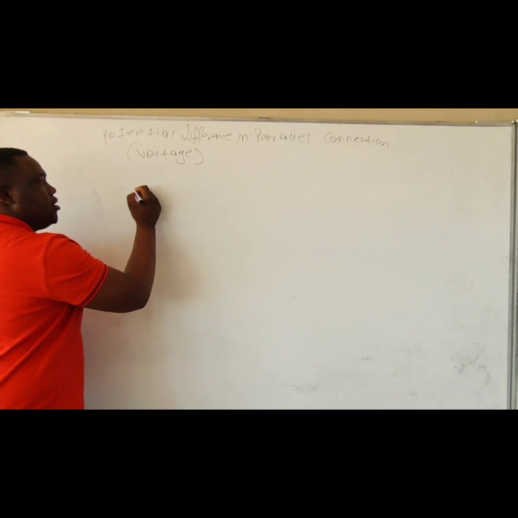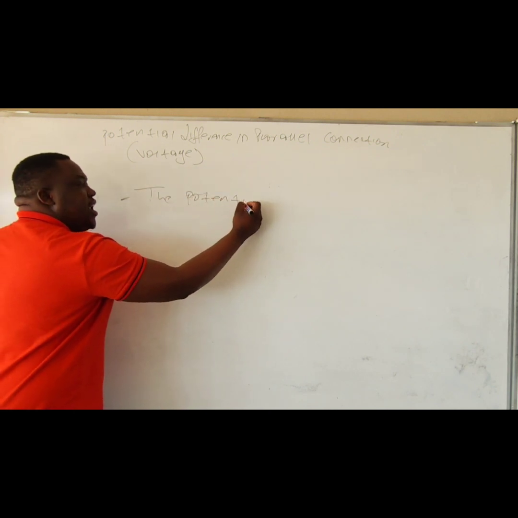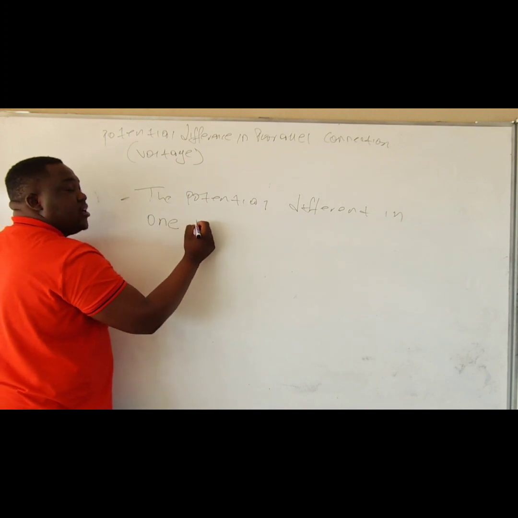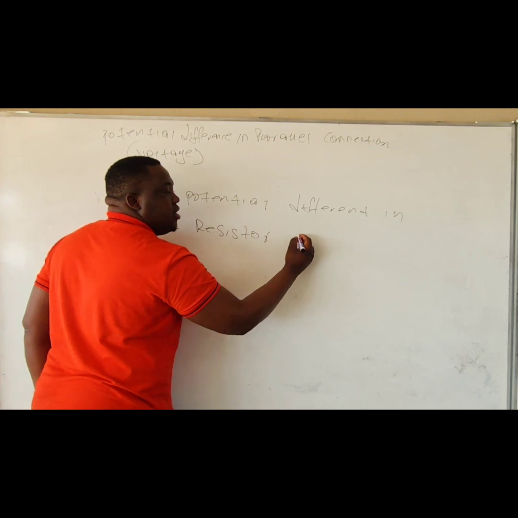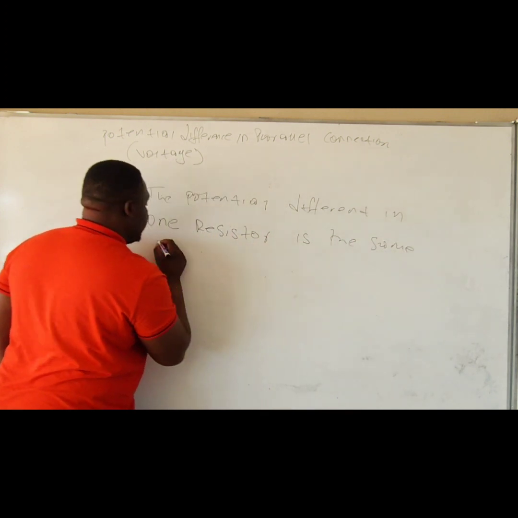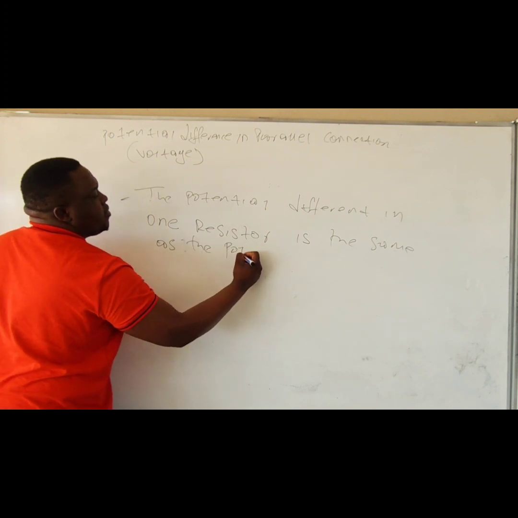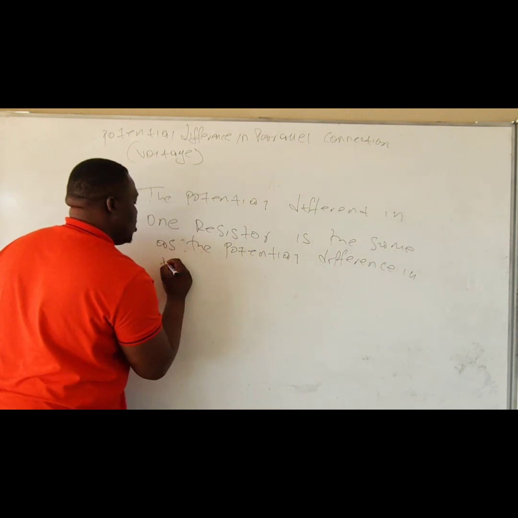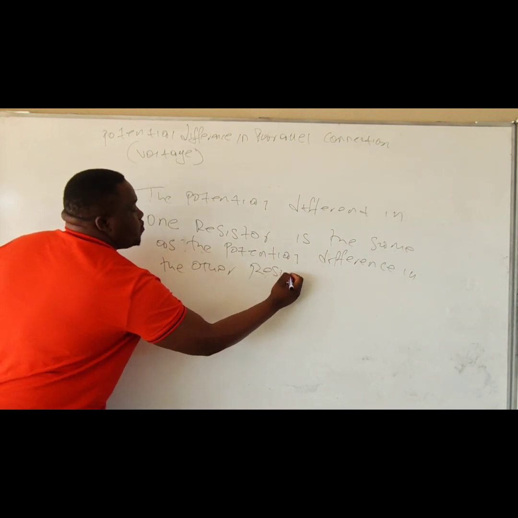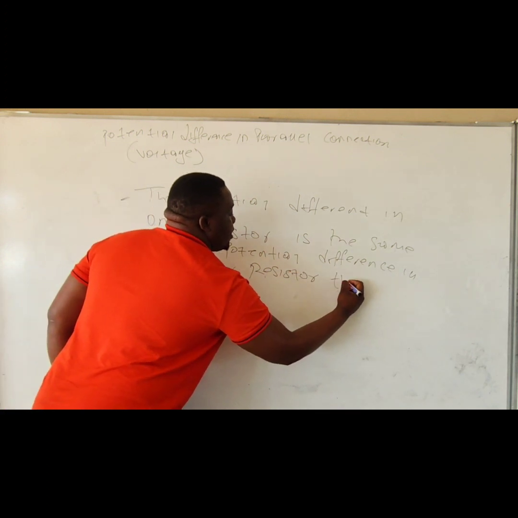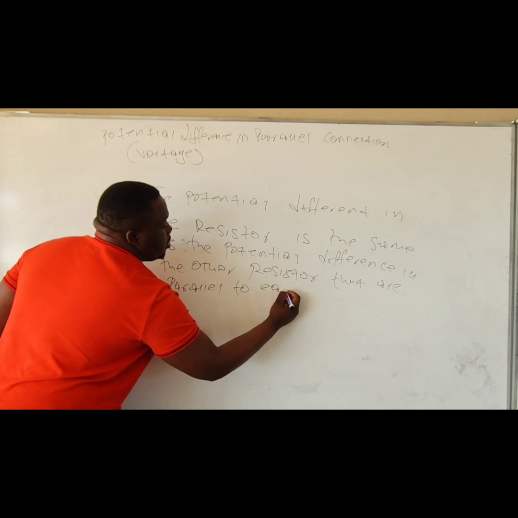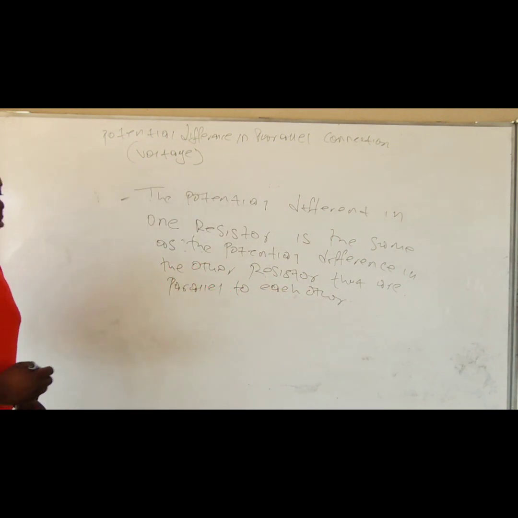What is happening? The potential difference in one resistor is the same as the potential difference in the other resistor that are parallel to each other. This is C.